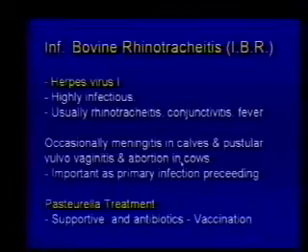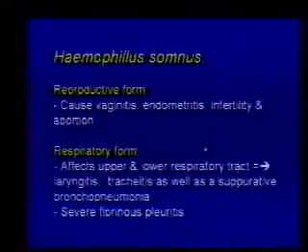In bulls or in males, the component to the pustular vulvovaginitis is infectious balanoposthitis, IBP. And again, it's important as a primary infection preceding the Pasteurella bacteria. Treatment for Pasteurella is antibiotics, supportive treatment, and vaccination, as we have been talking about.